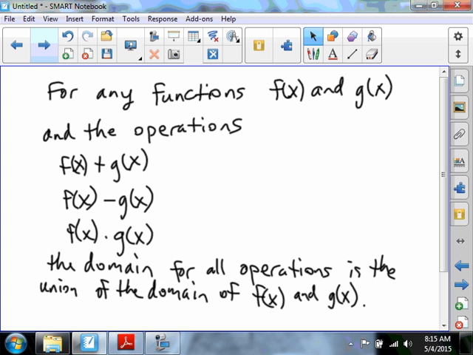I know this is going to seem a little overwhelming and confusing. So we're saying f of x is any function, g of x is any function. When we add two functions, when we subtract two functions, when we multiply them, finding the domain is quite simple. The domain of the resulting function is the union of the domain of each function. Might seem a little weird, but it's really not that bad.